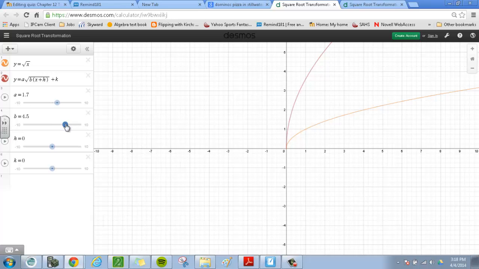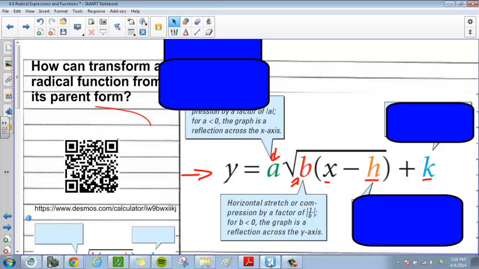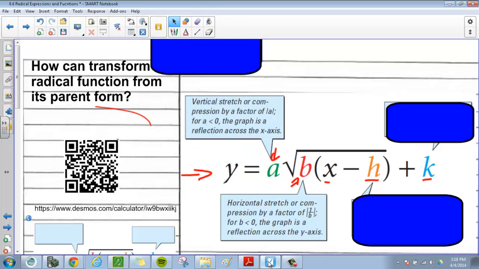Okay, well, let's see if we can summarize this. The b is doing a horizontal stretch, stretching it horizontally instead of vertically like the a does, by a compression factor of 1 over b. And whenever b is less than 0, the graph is being reflected across the y-axis and stretching a little bit more. So that seems to be what the b does.